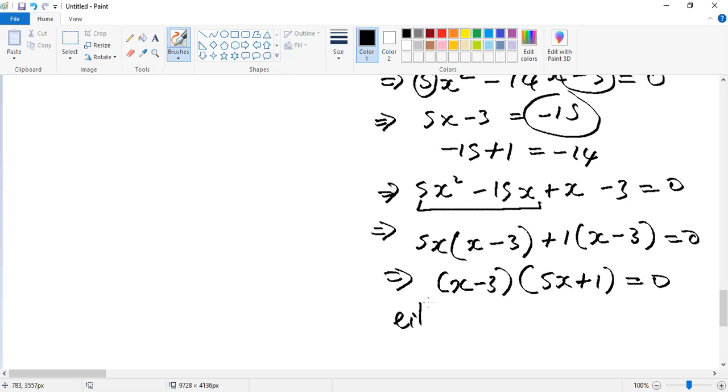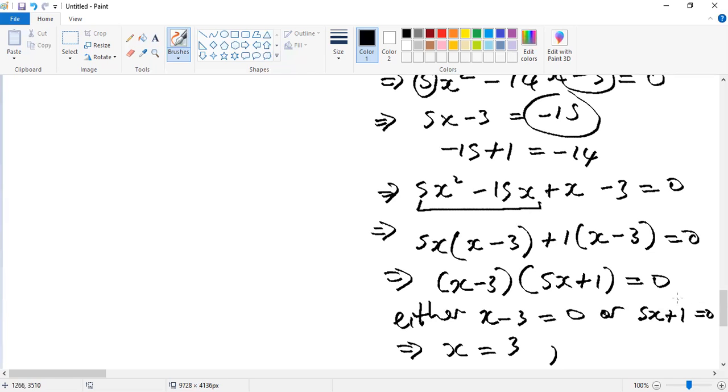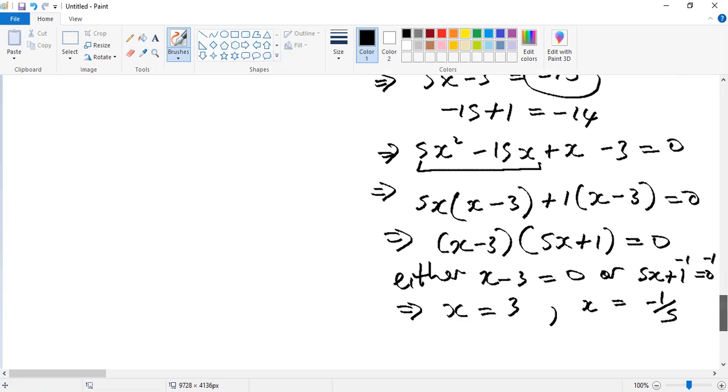So either x minus 3 equals 0 or 5x plus 1 equals 0. So as you can see, x is equal to 3 right here. And of course, if you solve for this, you'd have minus 1, and then you'd have to divide both sides by 5. So x is equal to minus 1 over 5. Right?